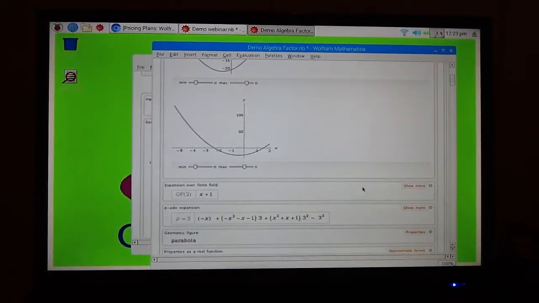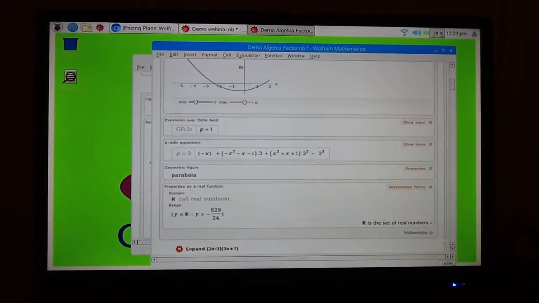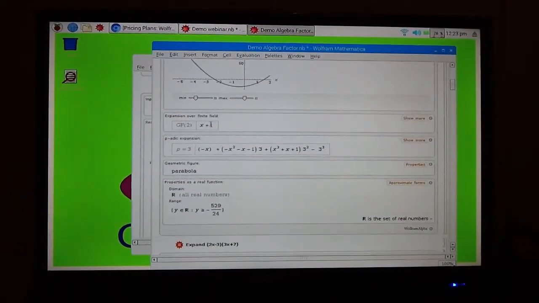It tells you some things that you probably would only care about if you're advanced, expanding it over a finite field, the p-adic expansion. These are things that advanced mathematicians would care about, that most high school students wouldn't even know what it is. This is from algebraic number theory, for example, p-adic expansions, and so forth and so on.